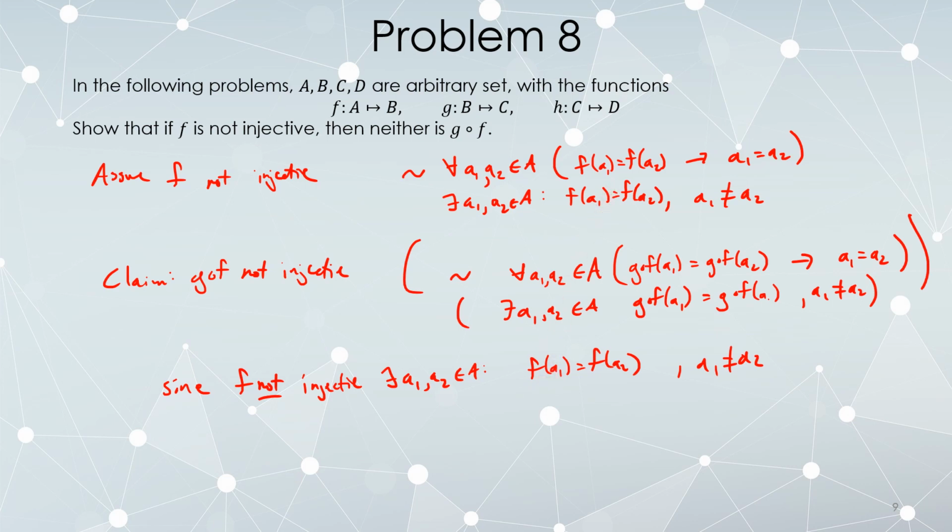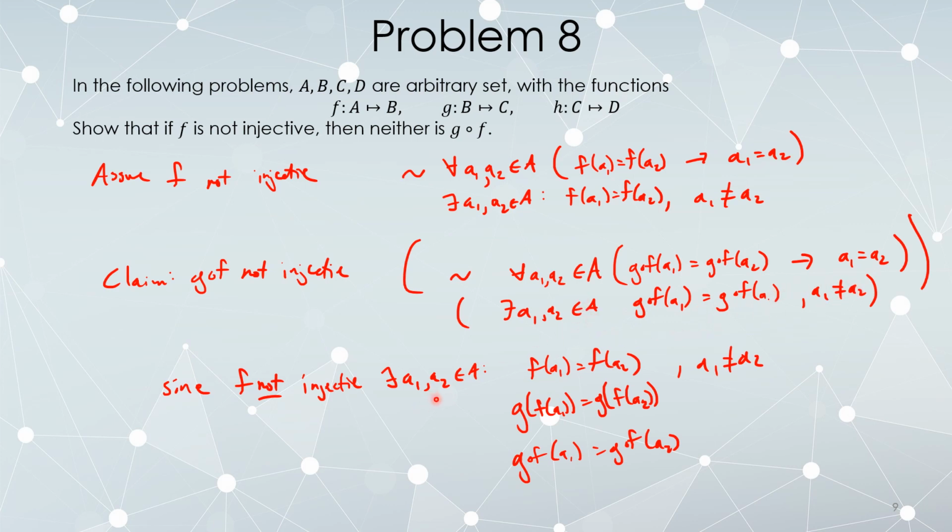Well, if those are exactly the same thing, then g of f of A1 has to be the same as g of f of A2. Since f of A1 and f of A2 are equal, if I plug the same thing into the same function, I get out the same result. In other words, g of f of A1 is equal to g of f of A2, even though A1 was not equal to A2, and that's exactly the definition of showing that g of f is not injective.